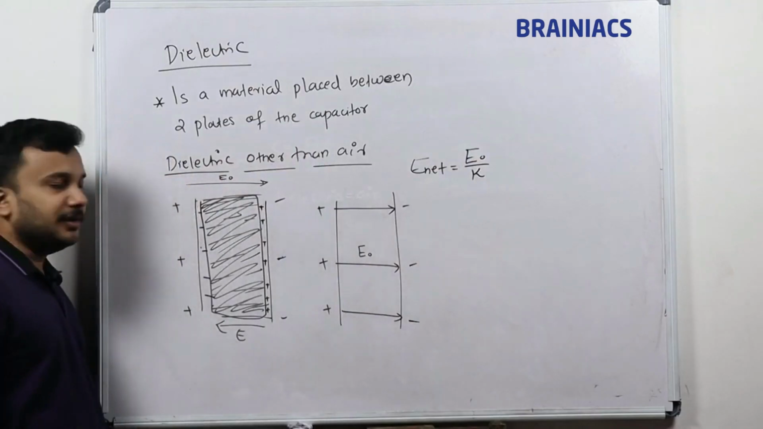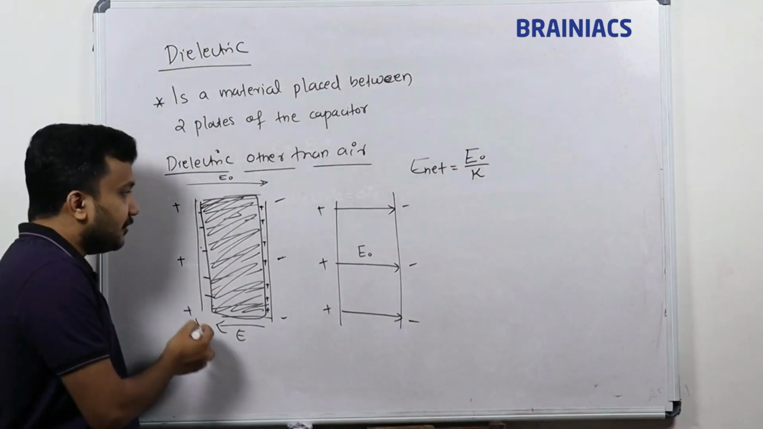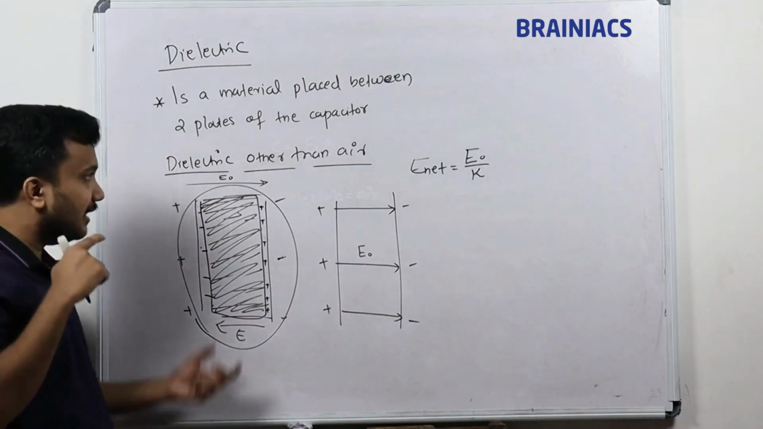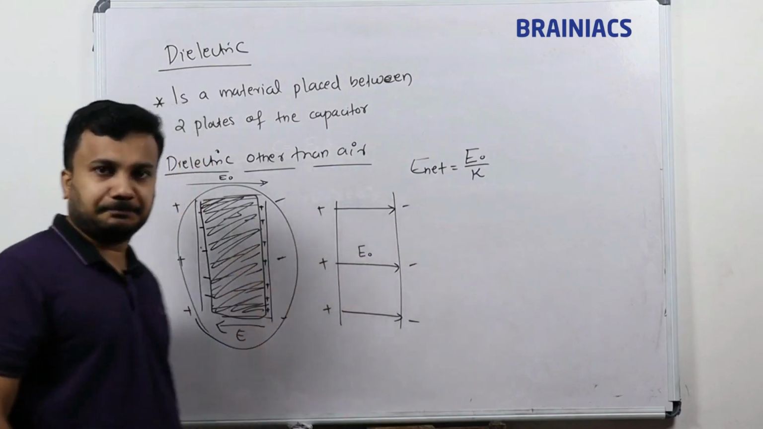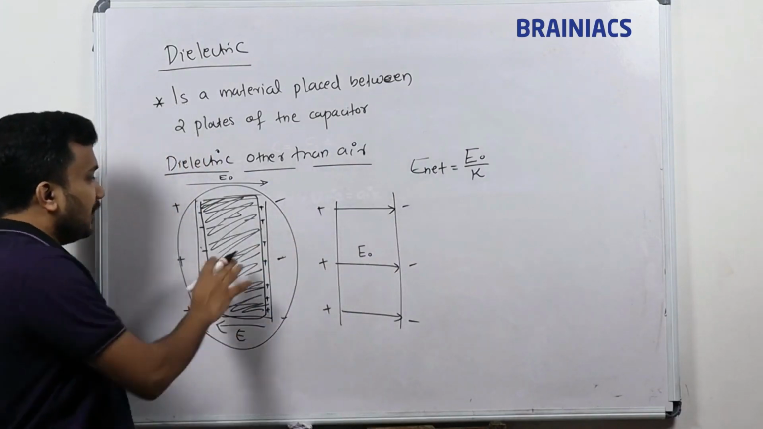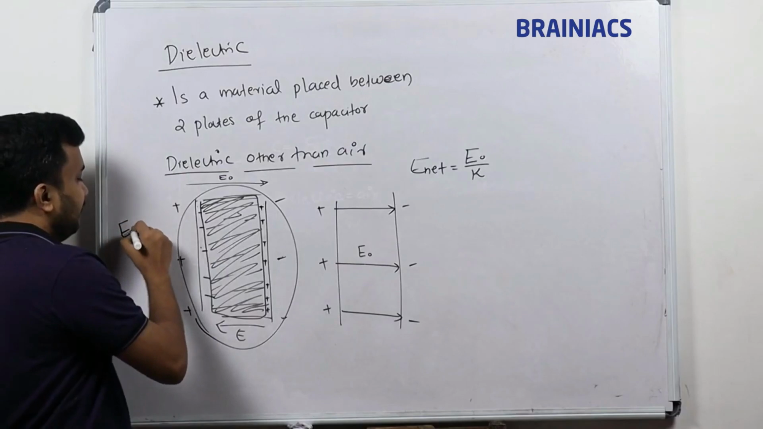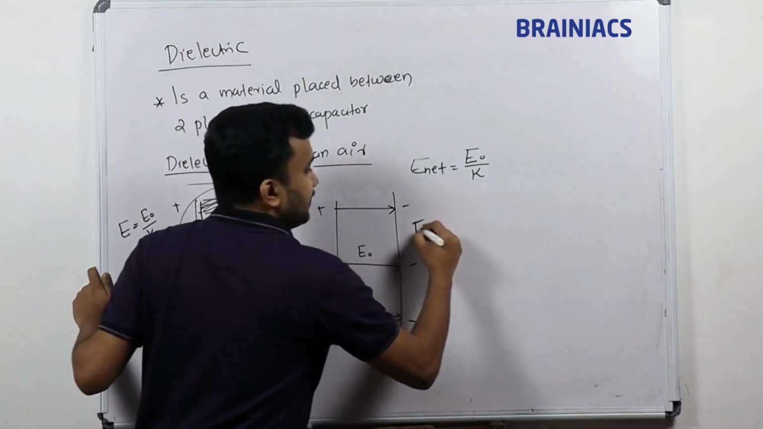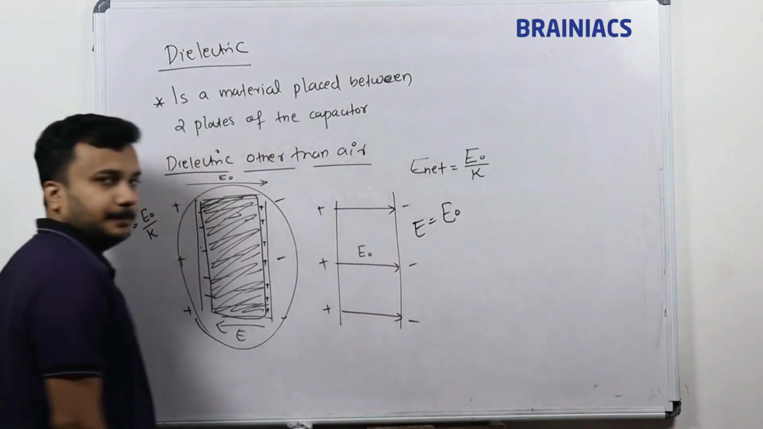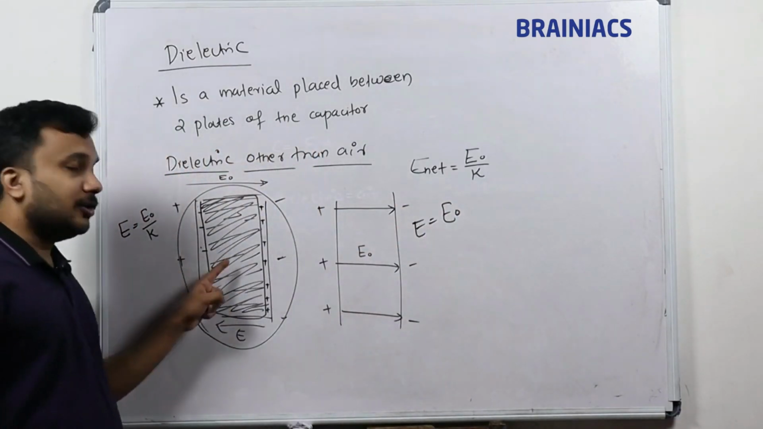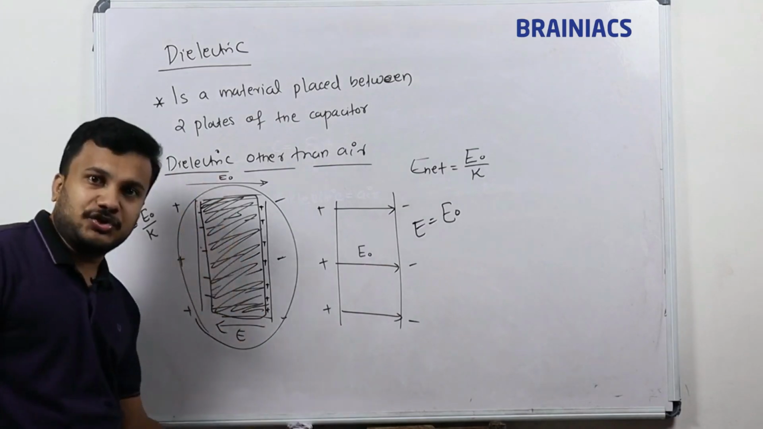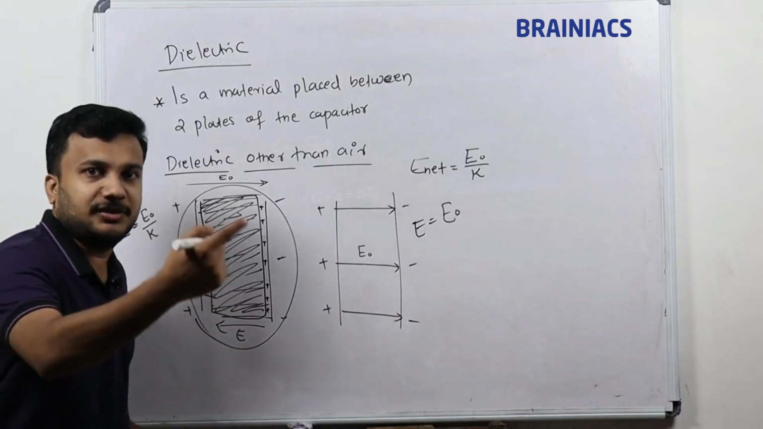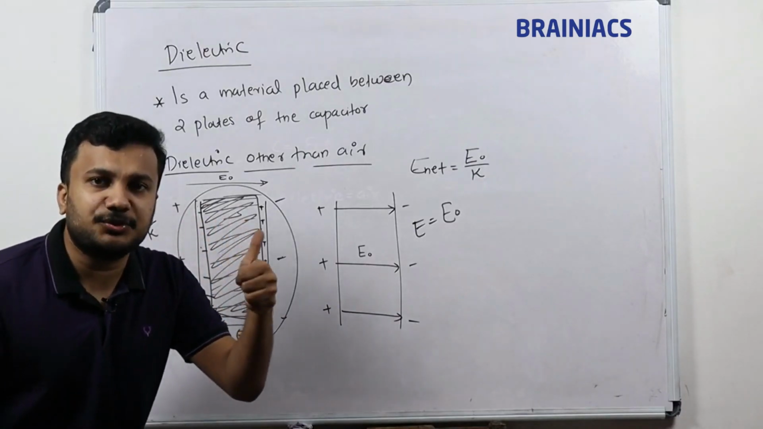E0 divided by K. Now, if I ask you what the electric field will be here, you know it is a difference of E0 minus E, and that is equal to E0 by K. What is the electric field here with air? You will say E is equal to E0. So here the total electric field is reduced. Why? Because of the dielectric. Then the next question is how the dielectric reduces the electric field.